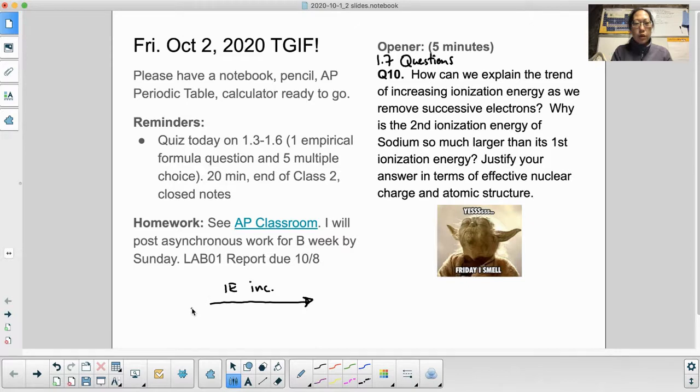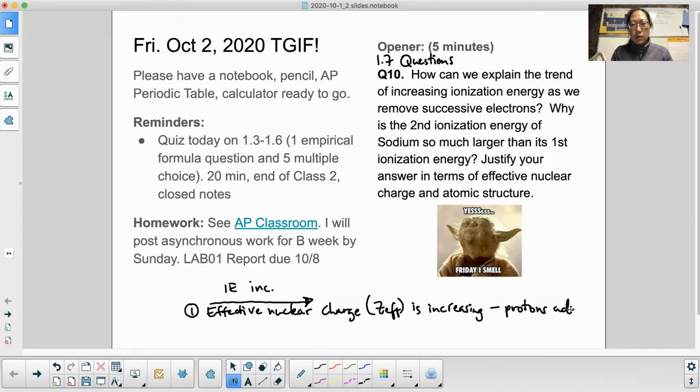So there are two things going on. First of all, the effective nuclear charge, or Z effective, is increasing. We are adding protons as we go across. So more protons in the nucleus means more attractive force.